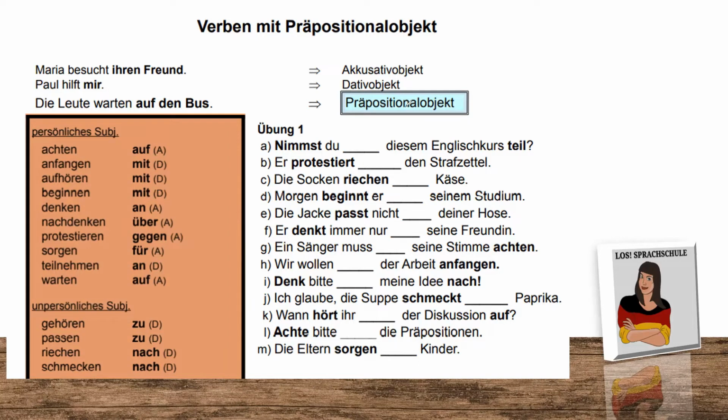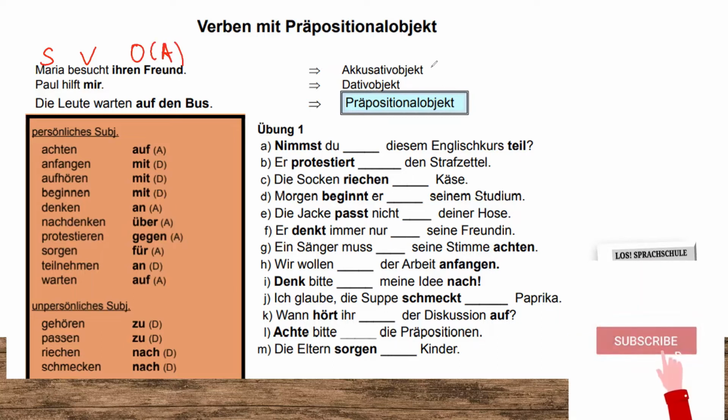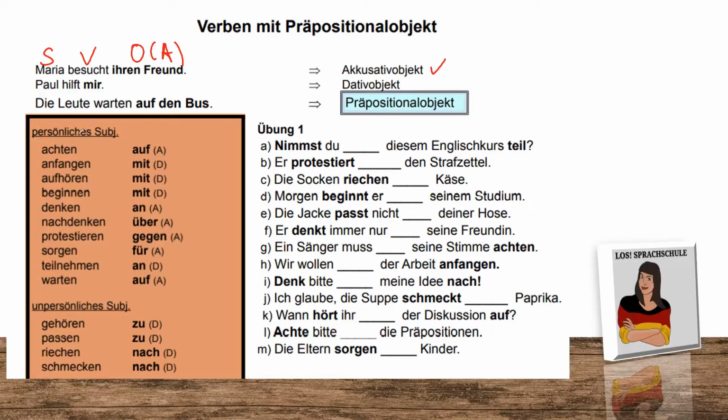If you check out the first line, Maria besucht ihren Freund, then, depending on how good your level is, you know immediately, okay, we have a subject, we have a verb, and we have an object in accusative. So, we have an accusative object. Second one is Paul hilft mir. Paul helps me. Again, you have Paul being the subject, helfen the verb, and mir the object. In this case, a dative object.